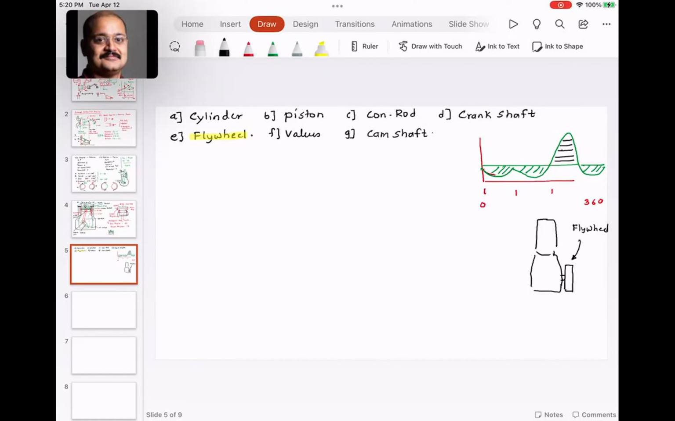So we will talk about flywheel design towards the end of the class. But today, what I want to do is discuss cylinder design. So design of cylinder. So cylinder design, if you look at it, if I take the cross-section area of cylinder, it's going to look something like this.